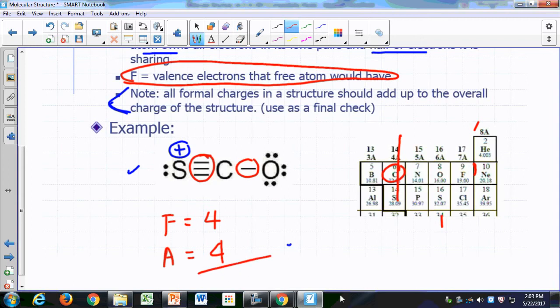It doesn't have any lone pair. So 4 minus 4 is 0. So the formal charge of carbon there is 0.